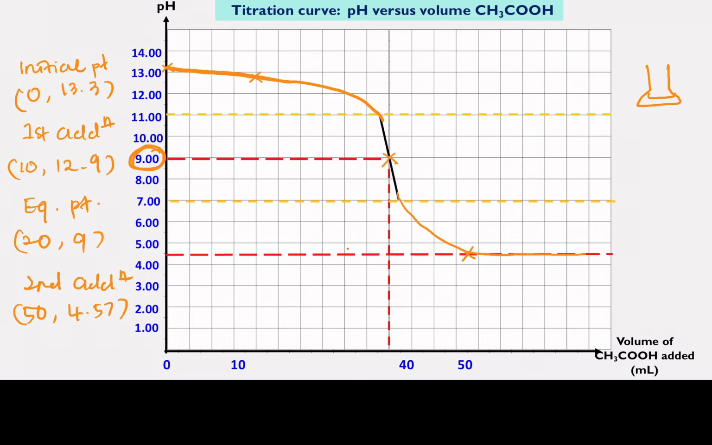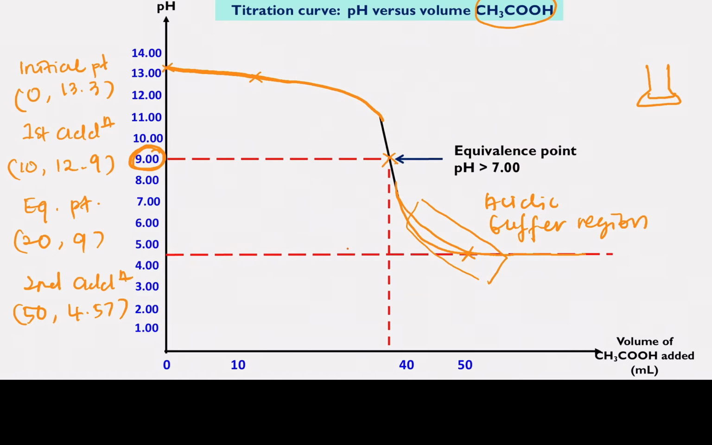So since you have a weak acid kan, ni weak acid kan, so right here at this region, this is your acidic buffer region. Okay, maksudnya dia tengah try maintain dia punya pH. Okay, so dia punya slope tu konon tak smooth sangat, patutnya macam ni lah. Okay, so remove those lines. So make sure to tell that your equivalence point is more than pH 7 because you have a basic salt. Okay, right?